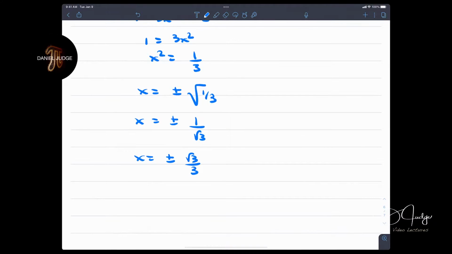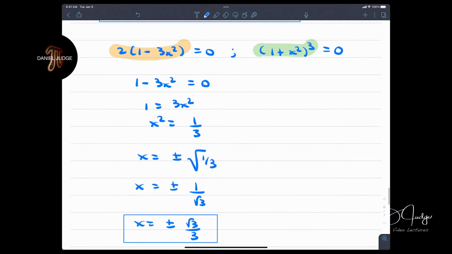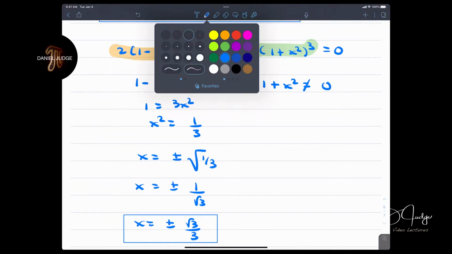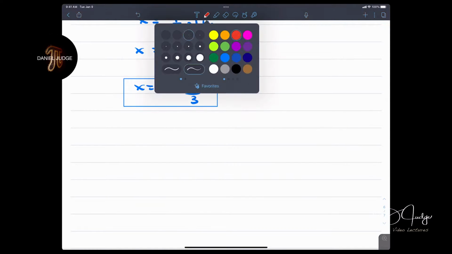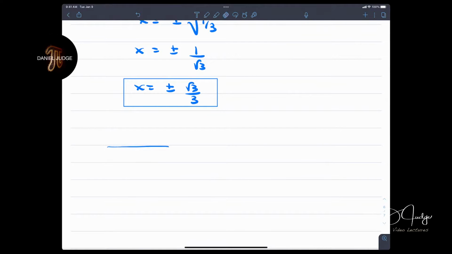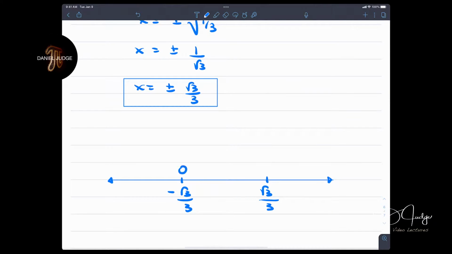Plus or minus square root of 3 over 3. Here's my critical values. Sorry, it's not critical value anymore. We're out of that mode. This is the second derivative. Take the cube root of both sides, ladies and gentlemen, and we get 1 plus x squared equals 0. This never happens. So 1 plus x squared is never 0. So for sign analysis, it's only these two values on the second derivative: minus square root of 3 over 3 and positive square root of 3 over 3.